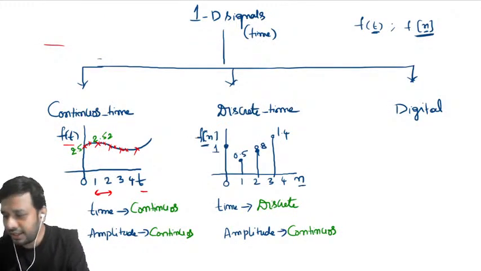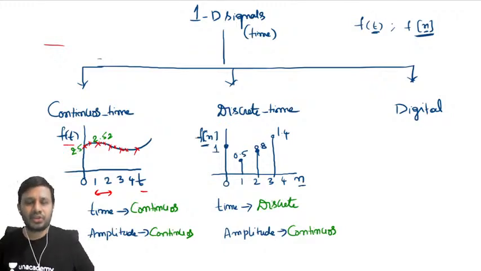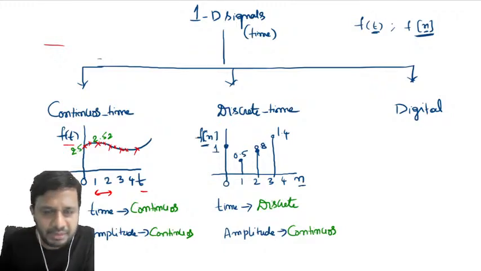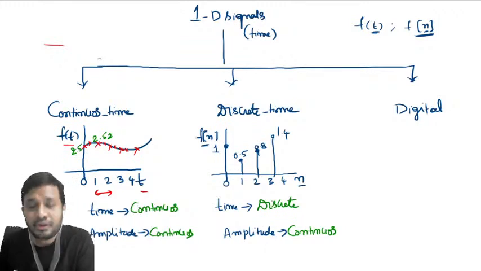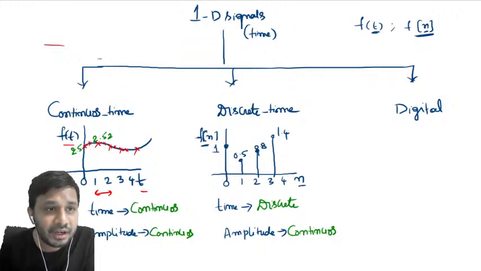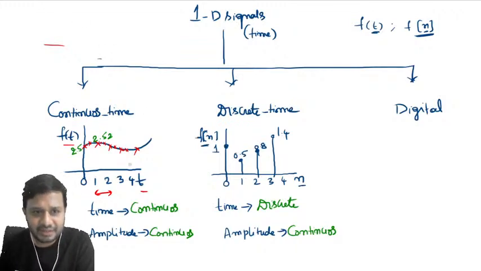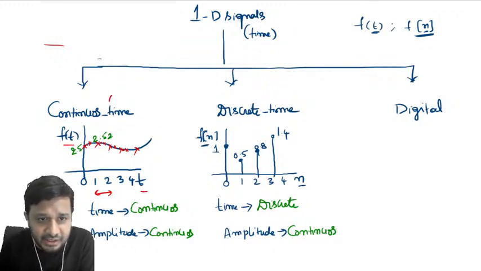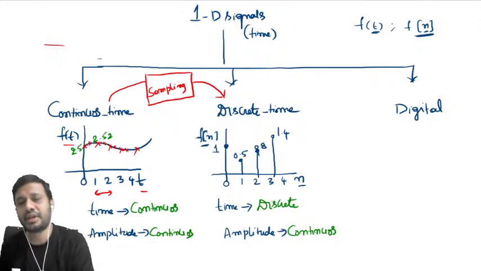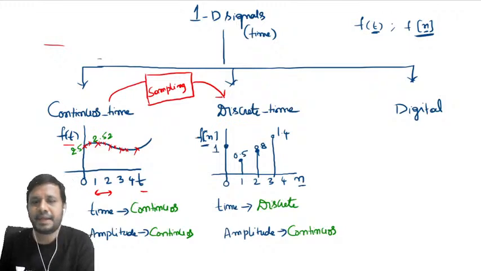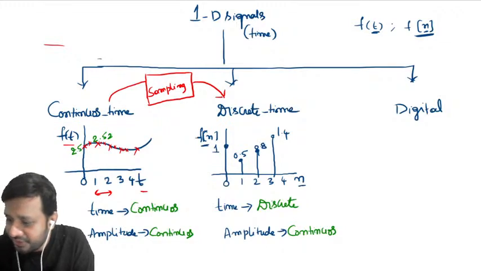Now the next question that arises is, after knowing the definition of continuous time signals which exist at every instant of time and discrete time signals which exist only at integer values of time, is there any functional relationship that exists between continuous time signals and discrete time signals? Is there any relation? Yes, there is a relation. By a process known as sampling, continuous time signals are converted into discrete time signals. Or sampling is the relationship that exists between continuous time signals and discrete time signals.